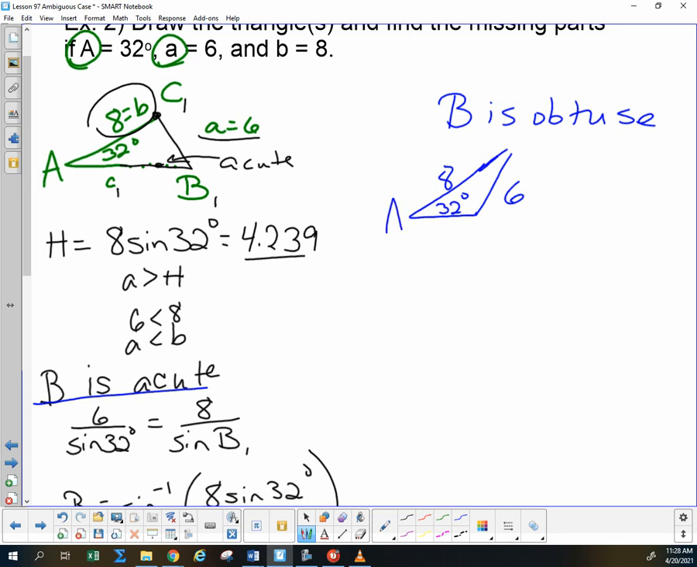This was still big A and little a. This was still little b. So this is big B, but now it certainly looks obtuse in my picture. And I'm going to need to find this C up here and this little side C. And I'm going to put subscript 2 on all of those. And now, don't go ahead, because I'm going to show you the shortcuts to save you time with the calculators.